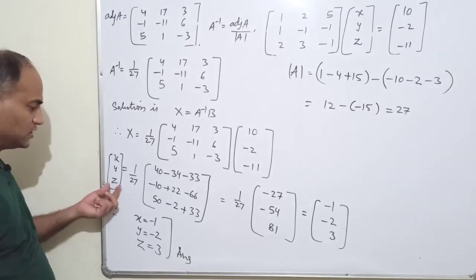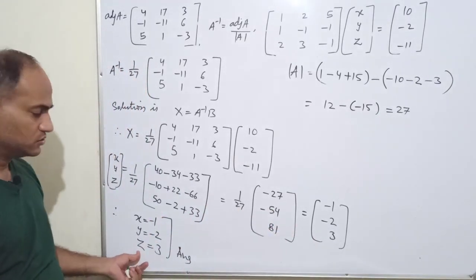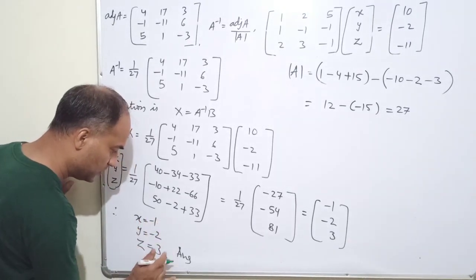You can write the answer in this form, this matrix equal to this, or you can write it like this. Okay, this is our answer.